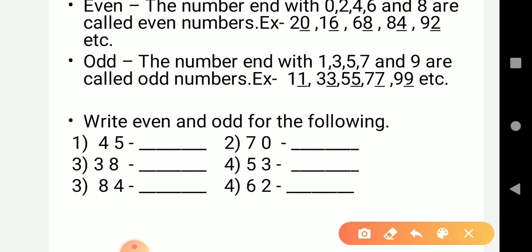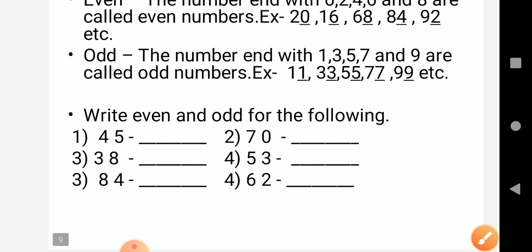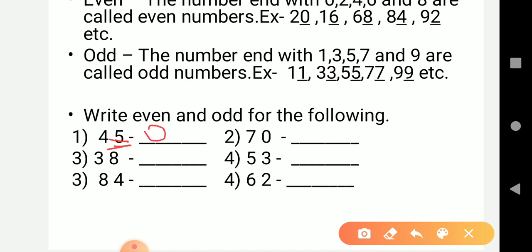Now with the help of the above exercise, you have to give me the answers for the following numbers. First one, write even or odd for the following. 45. See, in this number 5 is in the ones place, so it is an odd number.